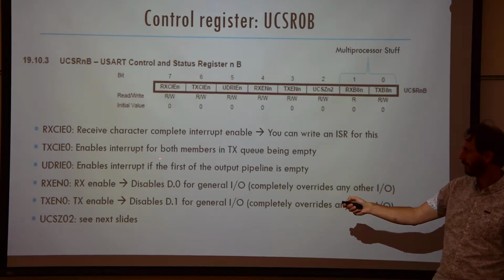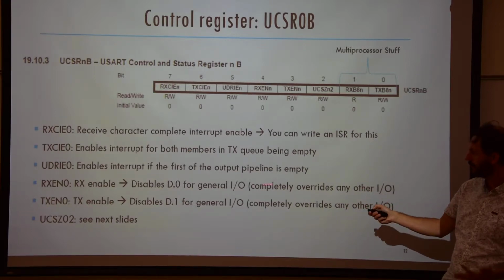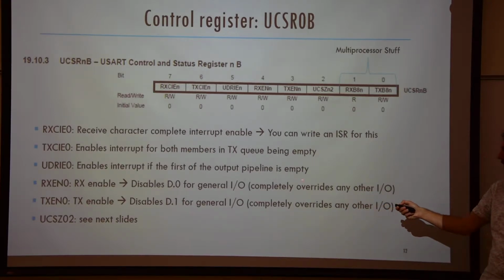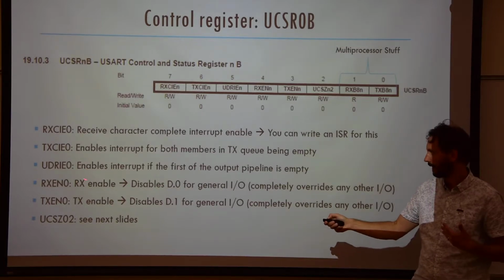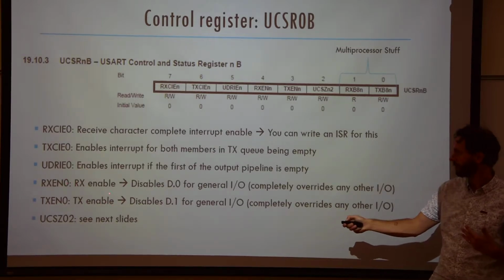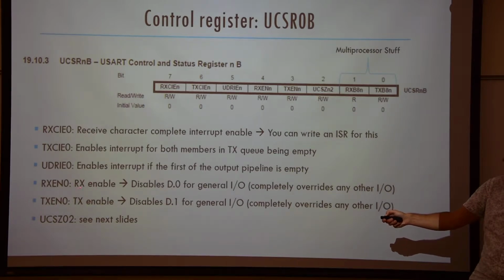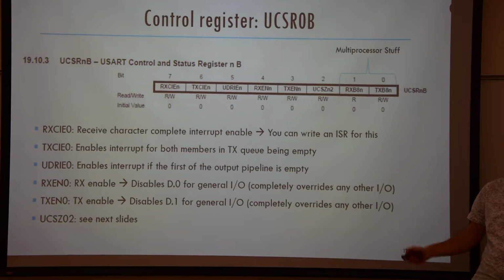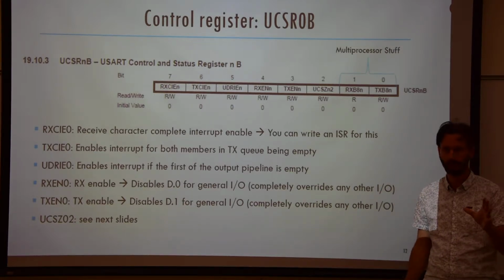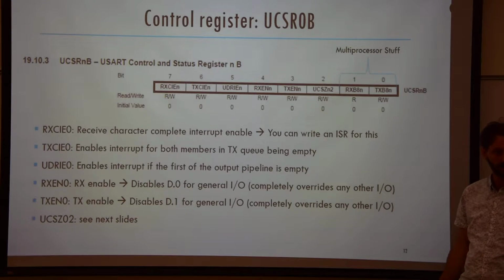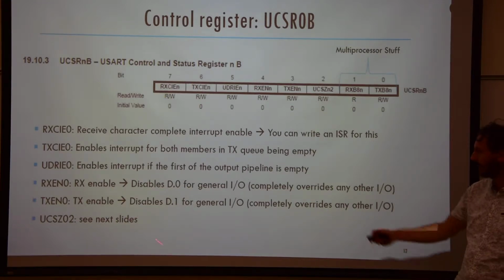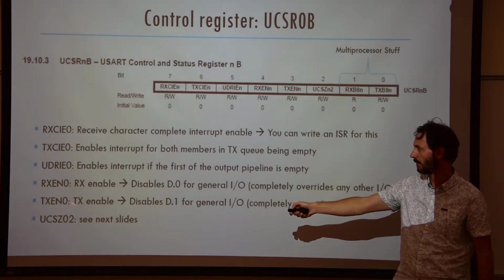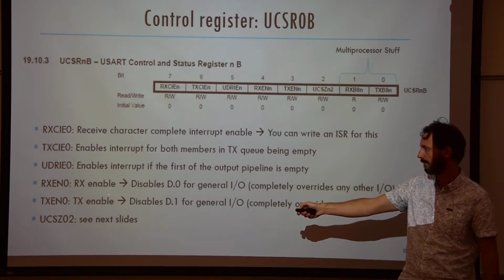We can also enable the interrupt for both of the members in the TX queue being empty. We can enable interrupt for the first of the output pipeline empty. And this is also important, if you enable the RX and the TX, then that will disable whatever you have done before, any other I/O settings for the pins D0 and D1. So they are now exclusively meant for the RX and TX, or receiver line and transmit line functionality. So for good housekeeping, you will always set these to the proper values.